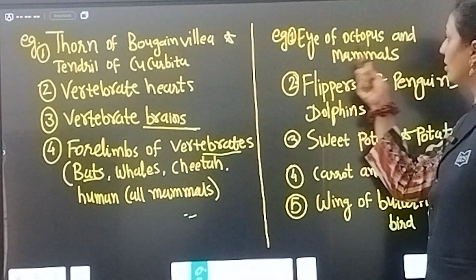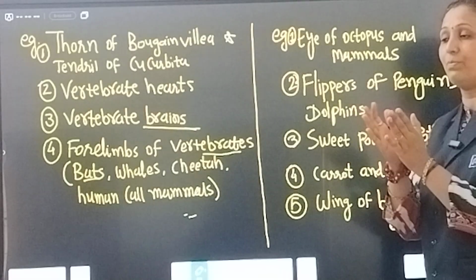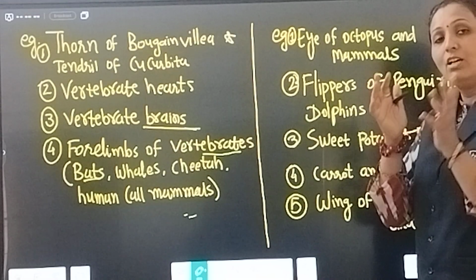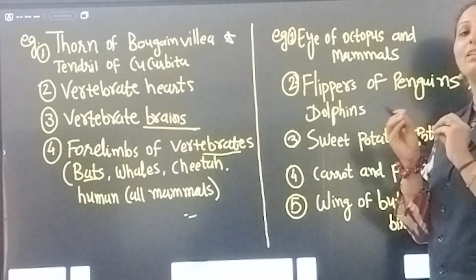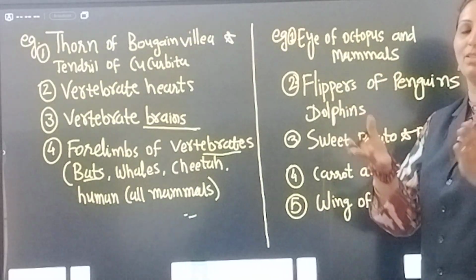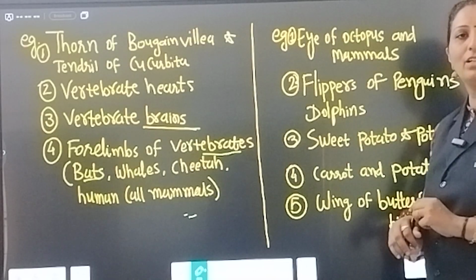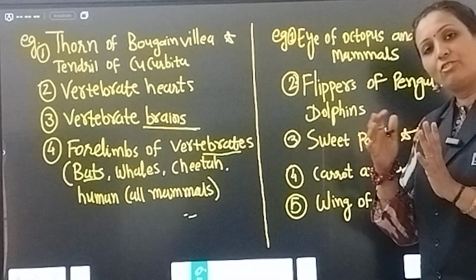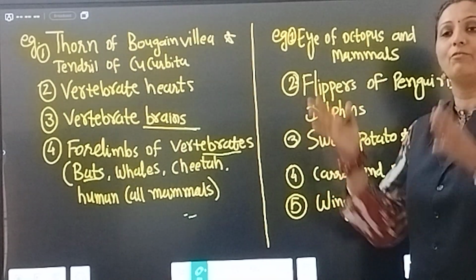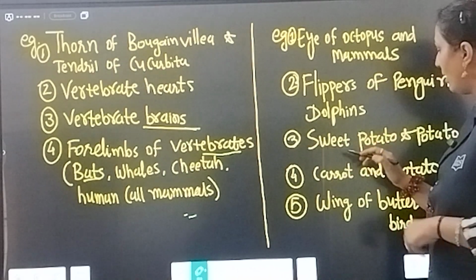Next, analogous organs: eyes of octopus and mammals. The octopus is an aquatic animal, right? The structure here varies between mammals and the octopus, but the function is the same. That's the reason it belongs to analogy. Flippers of penguin and dolphin. Again, the structure is dissimilar, but the function is similar. Flippers help in swimming.